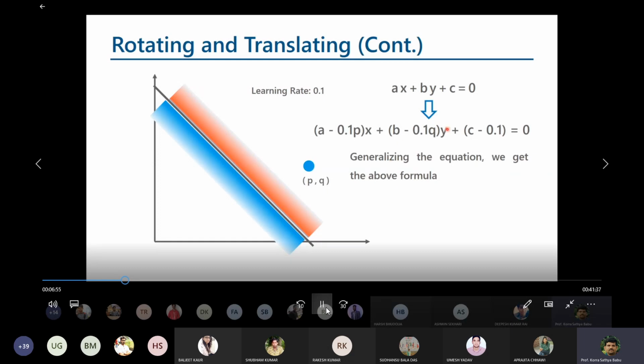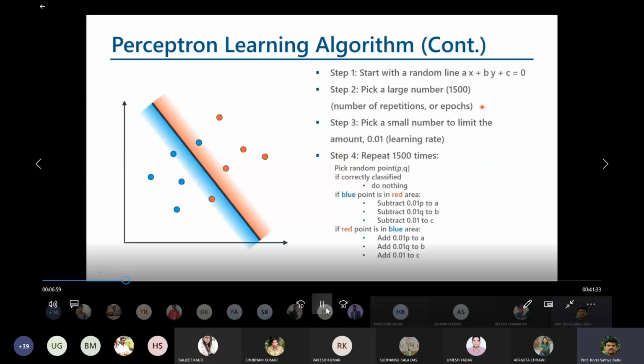So generalizing the equation, we get this above formula. Now, the perceptron learning algorithm is described like this. Step 1 is start with a random line ax plus by plus c equal to 0. Anywhere you can draw the line, it doesn't matter. Step 2 is pick a large number, the number of epochs.